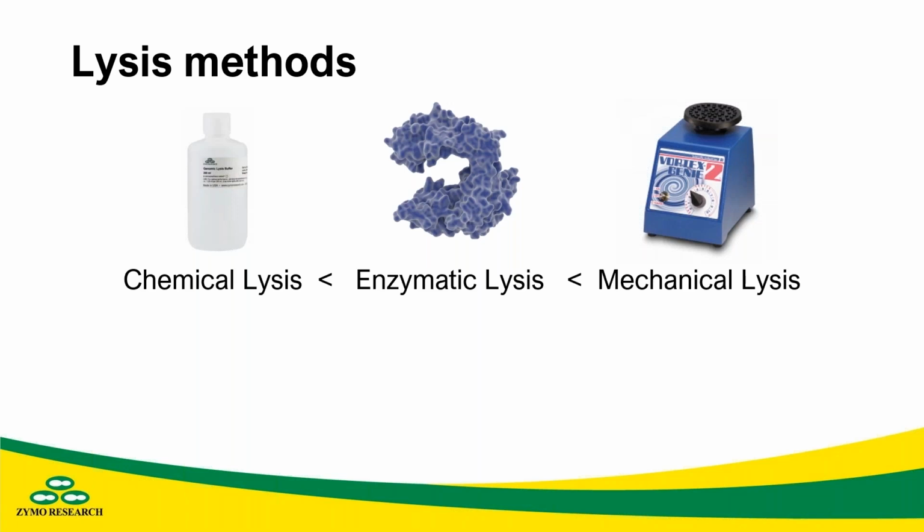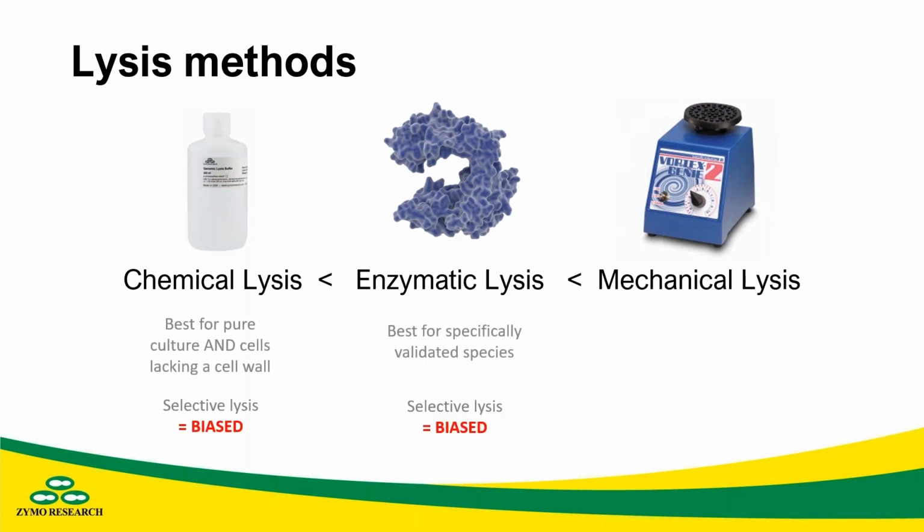However, both chemical and enzymatic lysis methods are selective in that they are best utilized for pure cultures and so must be validated for each species. However, mechanical lysis is the least biased approach, enabling indiscriminate lysis of cells, and so it's best suited to metagenomic applications.